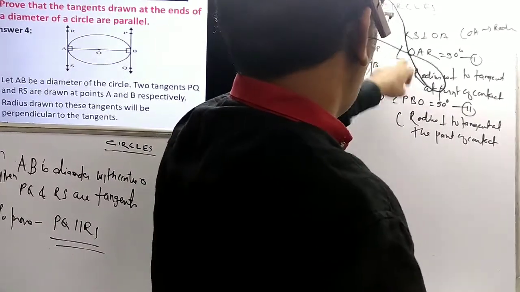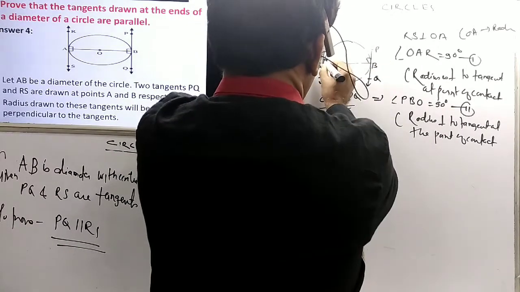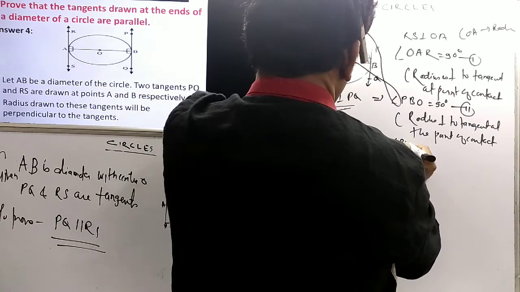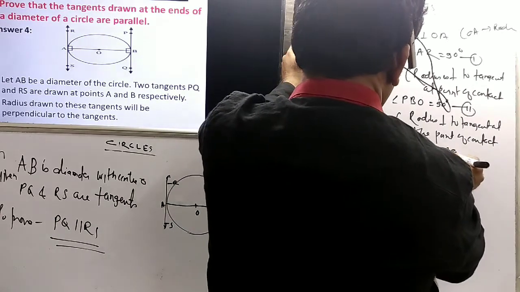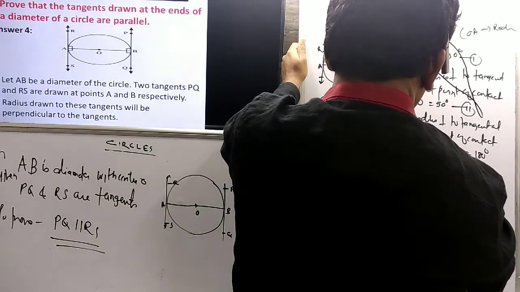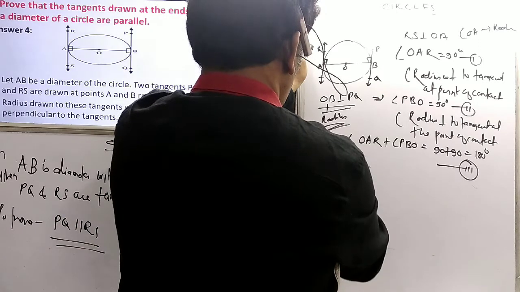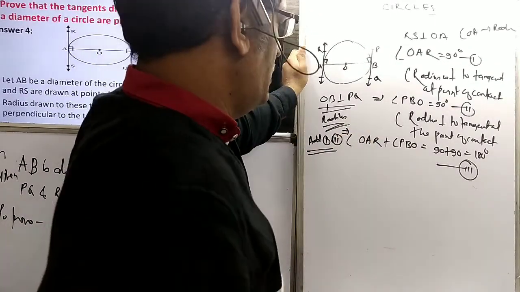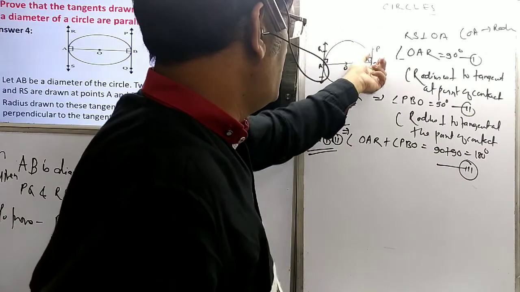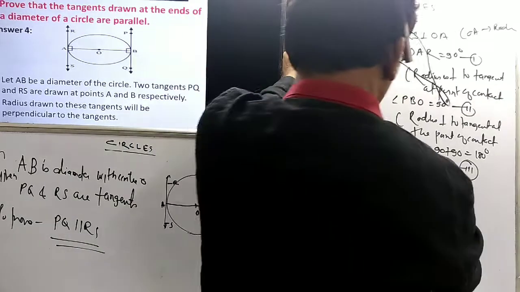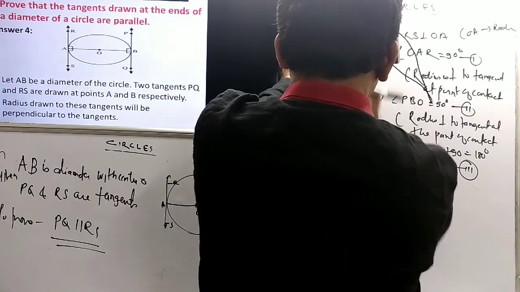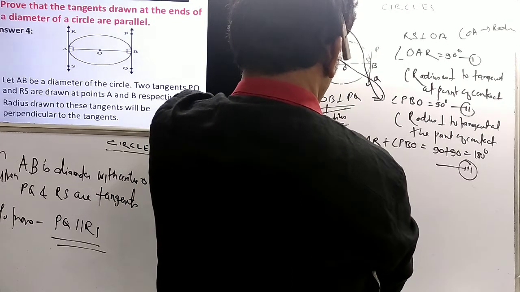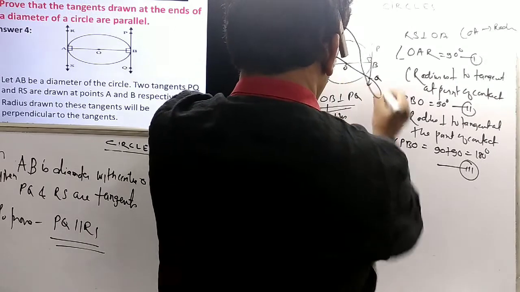Now if you add these two angles, then what happens? This angle is 90 degrees, this angle is 90 degrees. Means angle OAR plus angle PBO equals 90 plus 90, that is equal to 180 degrees. This is 3, obtained by adding equation 1 and equation 2. Now you know that these are two lines and the sum of these consecutive interior angles is 180 degrees. This implies these are parallel lines by using the converse of the consecutive interior angle property. These are the consecutive interior angles. Implies RS and PQ are parallel.